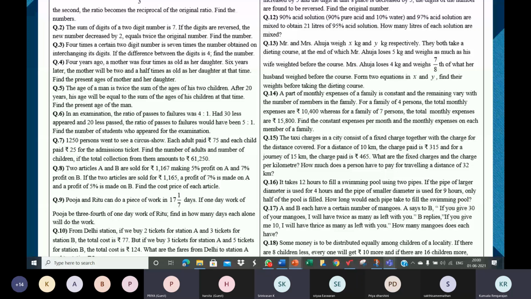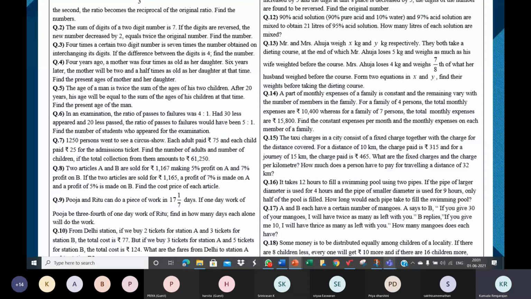5 by 100 x. Yeah, profit is 5% of the CP. How will we find the profit? Profit is 5% of the CP. 5% meaning 5 by 100, of meaning into. Of operator stands for multiplication in mathematics. Of meaning multiplication. So 5% of the cost price X, 5x by 100 is the profit.